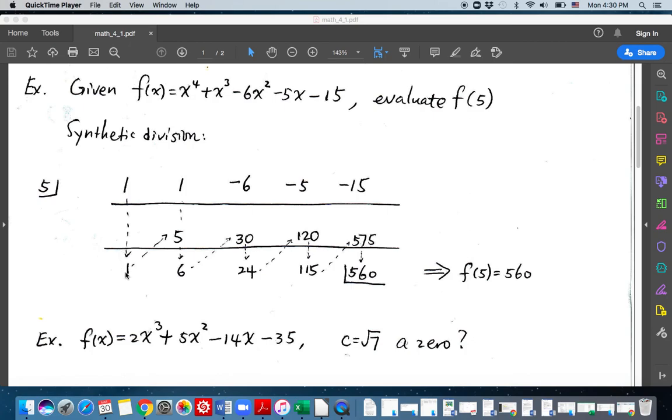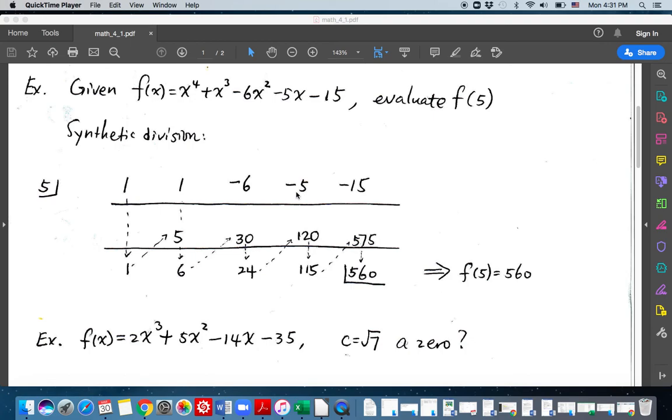We draw down the leading coefficient 1 and multiply 1 by 5, giving us 5. You bring this 5 above the line and then add up the numbers along this line and bring it down. That gives you 6. 6 multiplied by 5 gives you 30. 30 plus -6 gives you 24. 24 multiplied by 5 gives you 120.